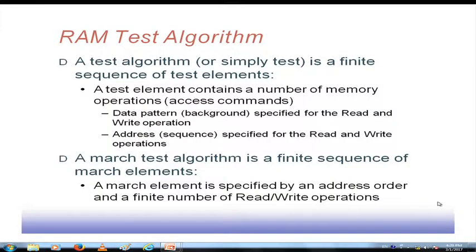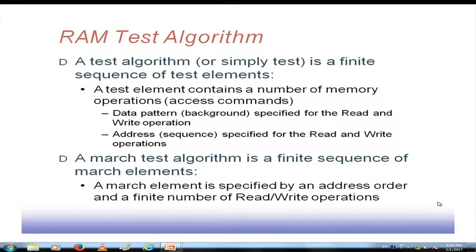That is one part, and the second thing is that we have written, say, at cell number 10, then where are we going to do the next memory operation? Is it at cell number 9 or at cell number 11? That is, whether we are going to apply the next read write command on the next memory cell or the previous memory cell. So, we are traversing the memory in an increasing address order or a decreasing address order. That is actually the address sequence specified for the read write operation.